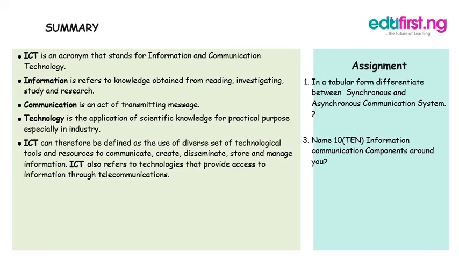So, in summary, ICT is an acronym that stands for Information and Communication Technology. The I, which is the information, refers to knowledge obtained from reading, investigating, study, and research. The C, which is the communication, is the act of transmitting message. And the technology is the application of scientific knowledge for practical purpose, especially in industry. So ICT can therefore be defined as the use of diverse set of technology tools and resources to communicate, create, disseminate, store, and manage information.